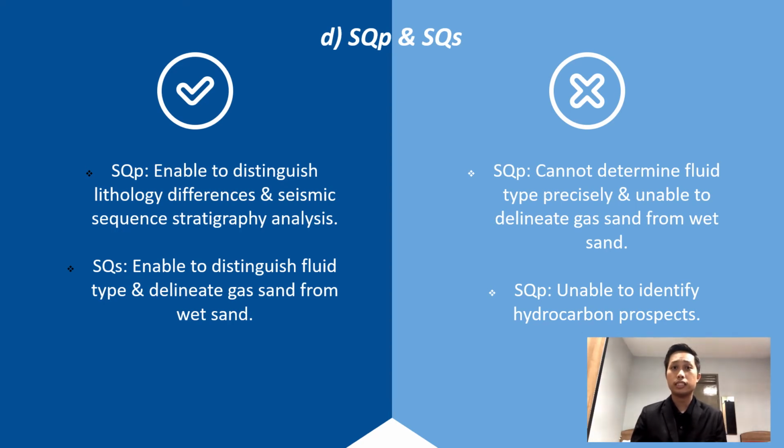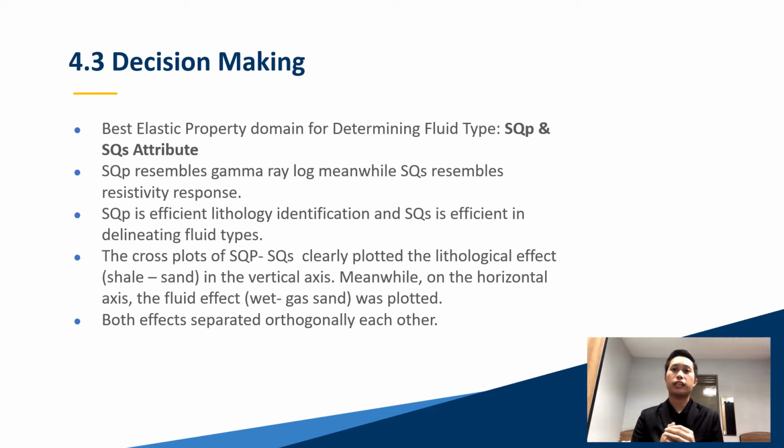And SQS is unable to identify hydrocarbon prospects precisely because SQS depends on SQP to identify the perfect type of lithology to hold the hydrocarbon prospects. So, after considering the advantages and disadvantages of our elastic property domains, our group has decided to choose only one, which is the best elastic property domain for determining the fluid type, which is SQP and SQS attributes. Why do we choose SQP and SQS attributes?